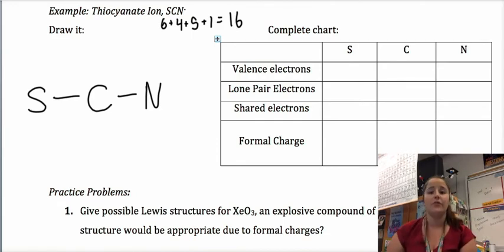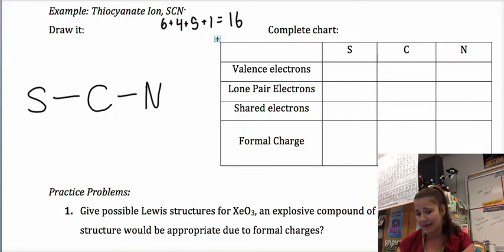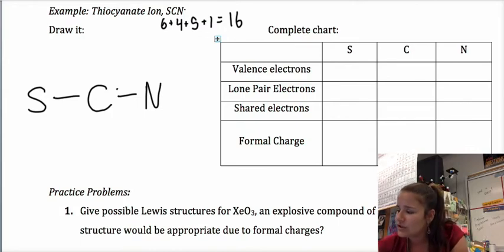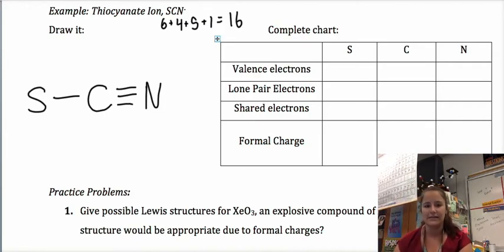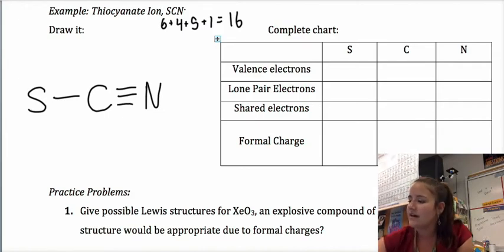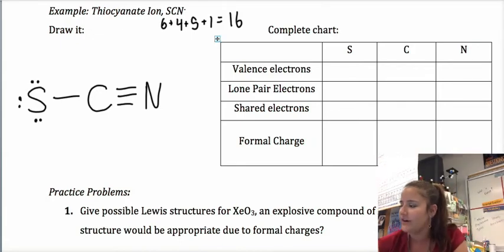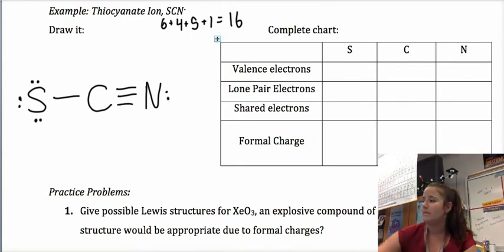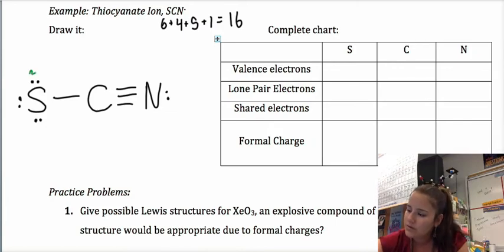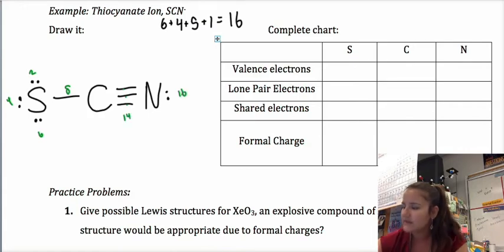Then that's 4 electrons so far. We have 12 more. We know carbon likes to make 4 bonds, and we know nitrogen likes to make 3. So let's go ahead and just do that and see what happens. So then we would have these charges over here and these over here. Check my counts. 2, 4, 6, 8, 10, 12, 14, 16.